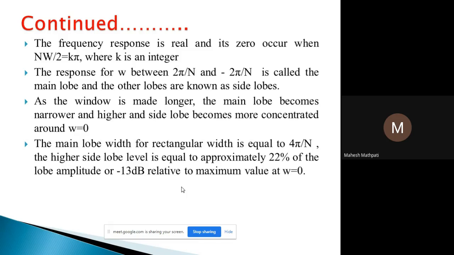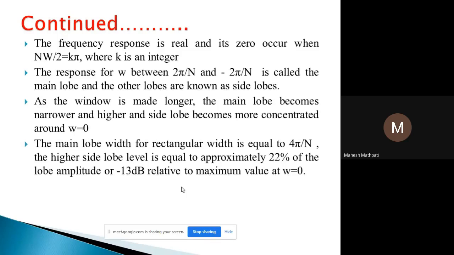As the window is made longer, the main lobe becomes narrower and higher, and the side lobes become more concentrated around omega equals 0. The main lobe width for the rectangular window is equal to 4π/N. The highest side lobe level is approximately 22% of the main lobe amplitude, or minus 13 dB, relative to the maximum value at omega equals 0. So these are the points we noted from the above graph.